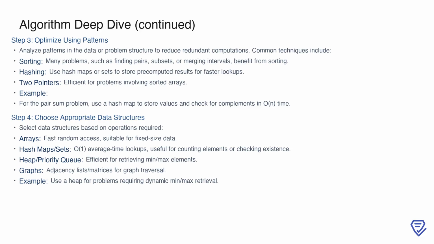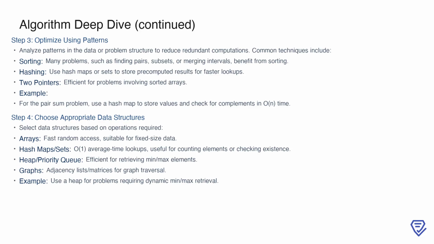For example, instead of iterating through pairs to find a sum, you can store values in a hash map and check for complements in linear time. Another effective technique is the two-pointer approach, particularly useful for problems involving sorted arrays. Once patterns are identified, it's crucial to choose the right data structures for your solution.